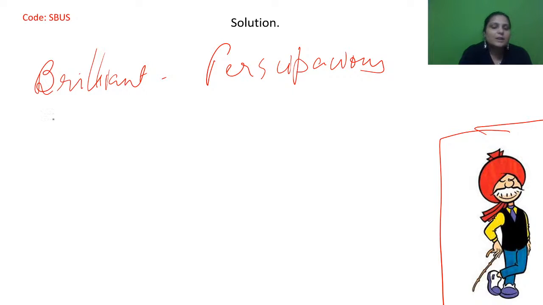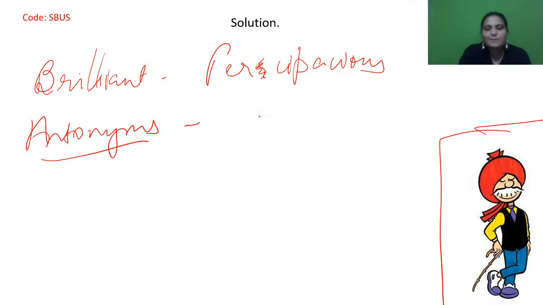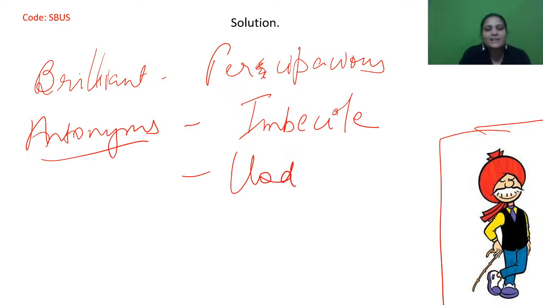All right. Now, I think there's something wrong with the spelling. Yeah. And antonyms is imbecile. Imbecile means somebody who's stupid, a fool. Clod actually has two meanings. A lump of mud is also called a clod, and a stupid person is also called a clod because he's as good as a lump of sand.